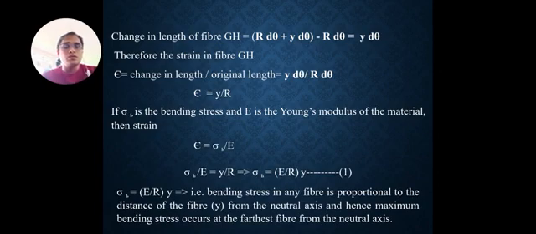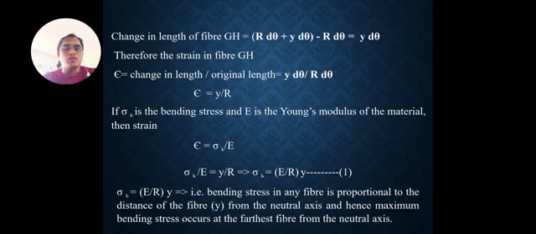So strain ε is equal to Y over R. If σ is the bending stress, and E is the Young's modulus of the material, then strain is equal to stress over E. Whereas stress σ_b over E is equal to Y over R, or stress σ_b over Y is equal to E over R, whereas stress σ_b is equal to E over R times Y.